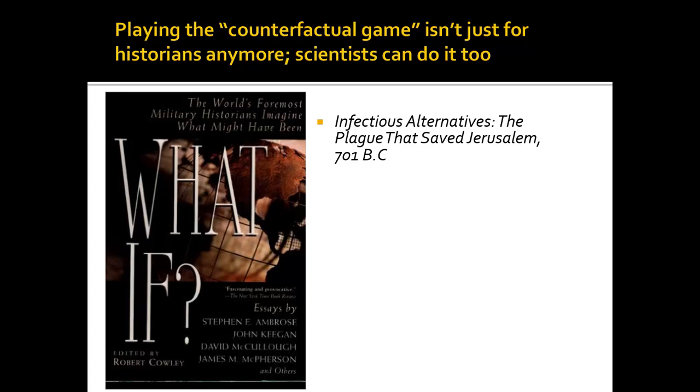In fact, there's a question about that. So here's some examples of chapters from the What If book. Infectious Alternatives, the plague that saved Jerusalem in 701 BC.